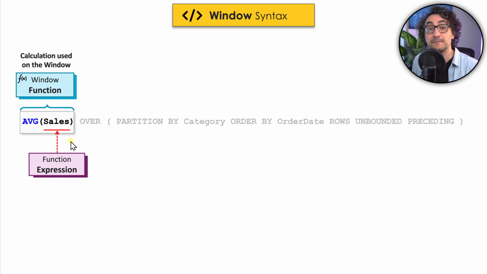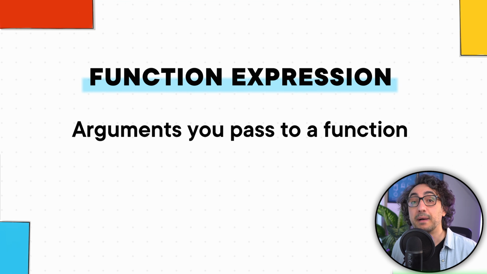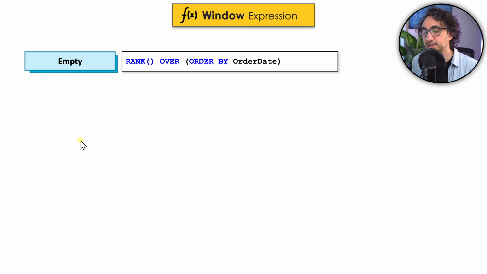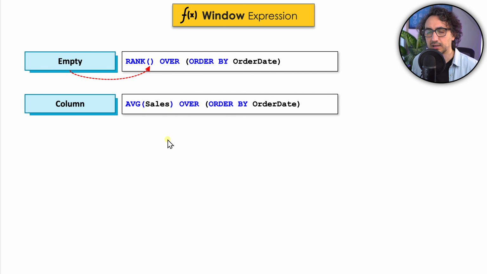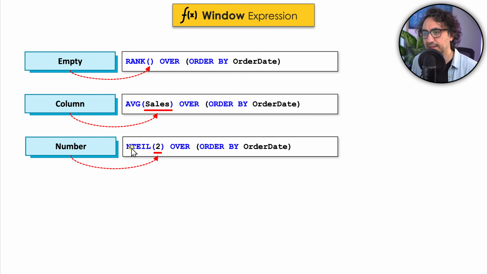This is called a function expression. It's like a value, a parameter or argument that we can pass to the function. And here we can use multiple different things, depending on the function, of course. So here it could be empty, like in the ranking, which doesn't allow an expression, so it should always be empty. Or we can use a column, like in the example, where we use the sales. So we use the column name as an argument or an expression. For the average, we are finding the average of sales, or we could use a number. So in the NTILE, we are only allowed to use numbers.